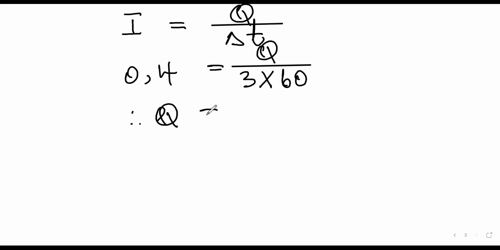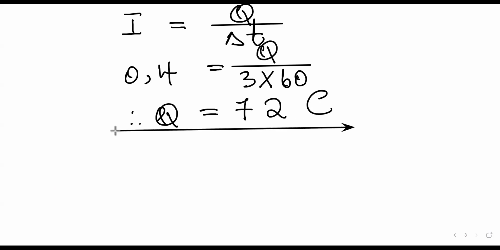And now you can cross multiply. So when you go into your calculator and I go into mine, which was given to me back in 2019, and I press this, I find that the amount of charge will be 72 coulombs.